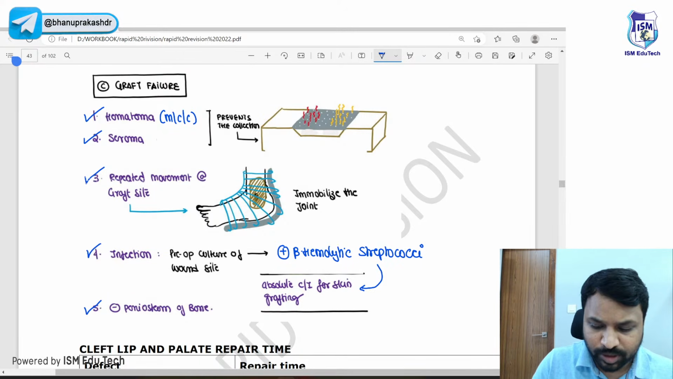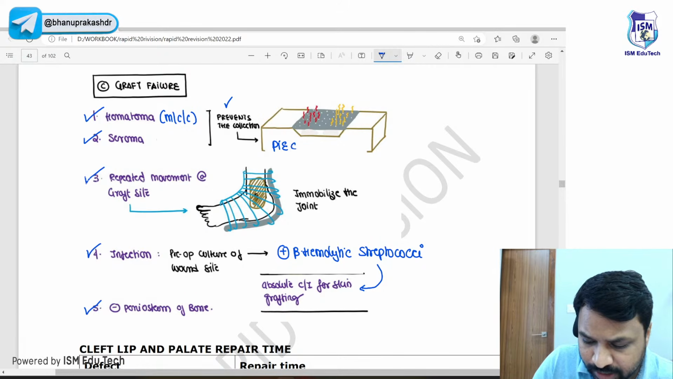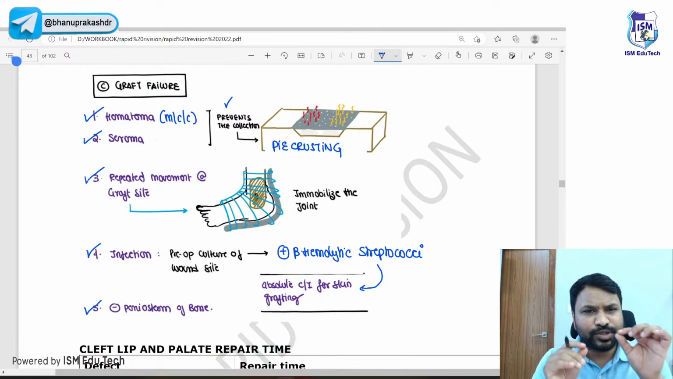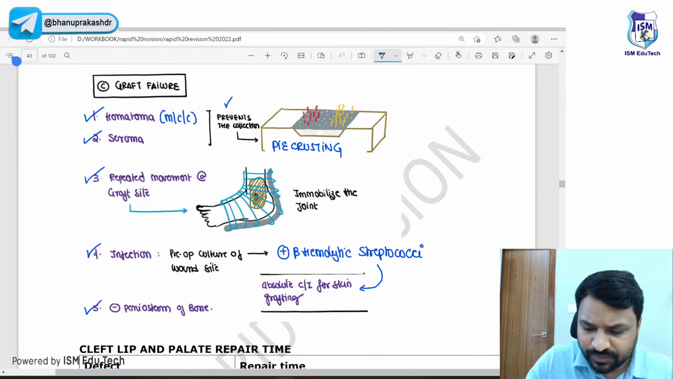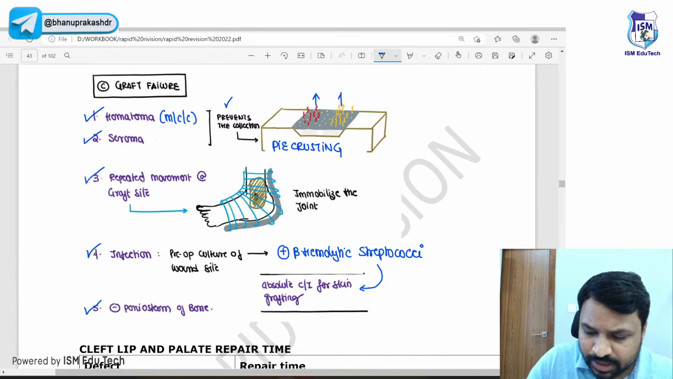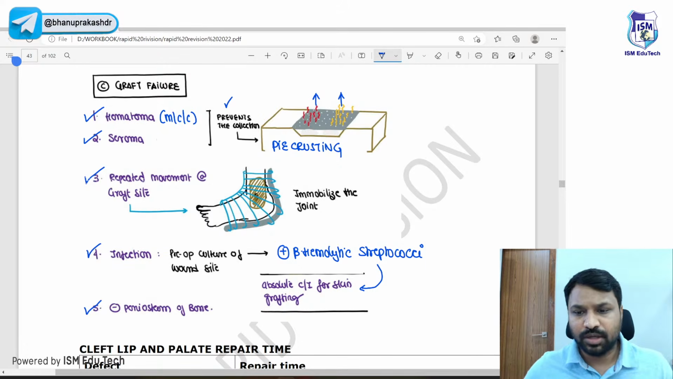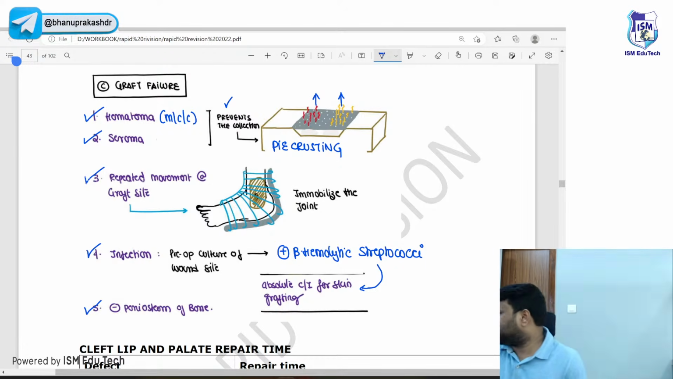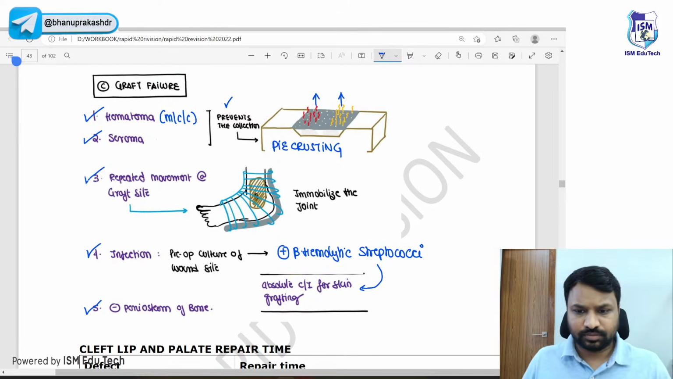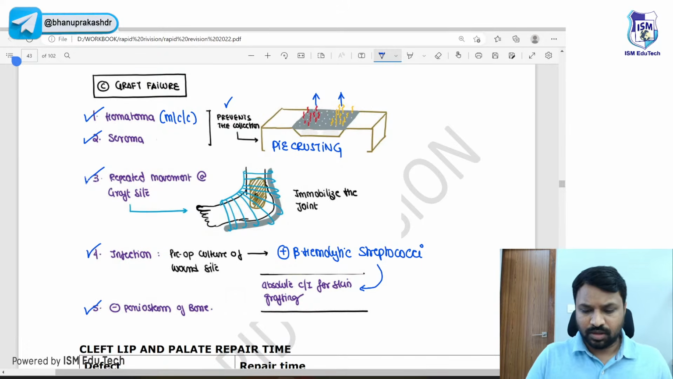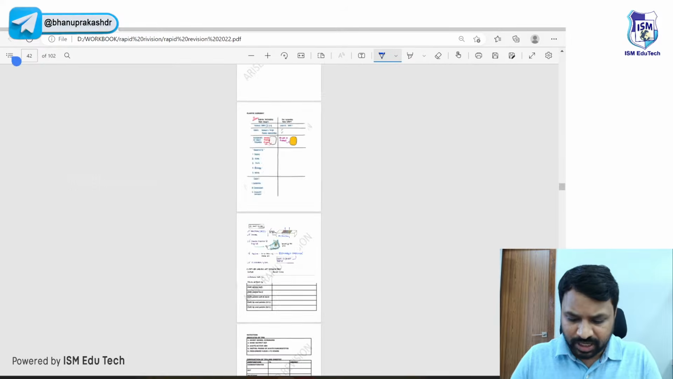So whenever there is hematoma or seroma, how do you prevent the collection? By a technique called pie crusting. In pie crusting, you put small holes in the skin graft so that the hematoma and seroma can escape out. Clear? So this is with respect to graft failures.